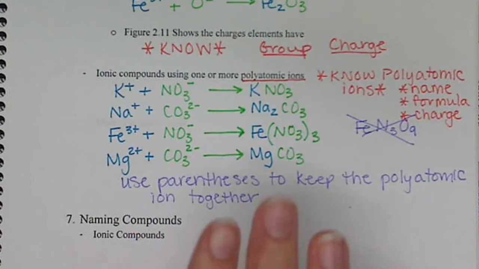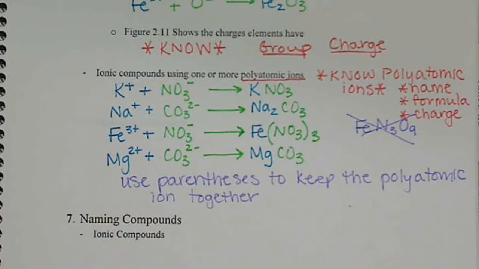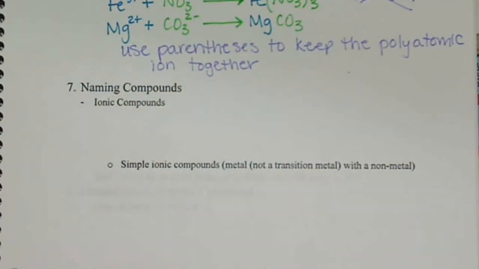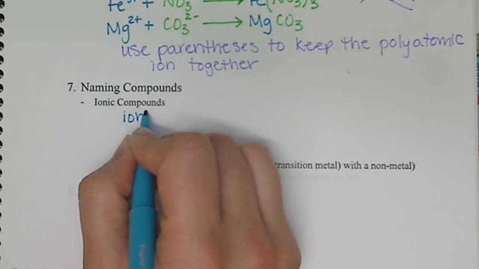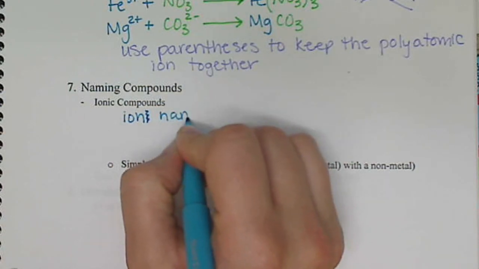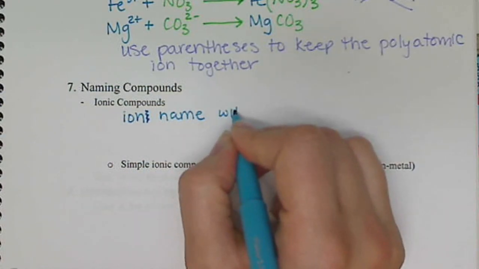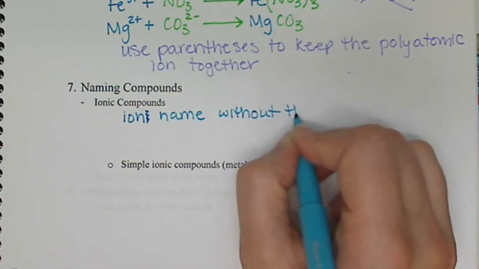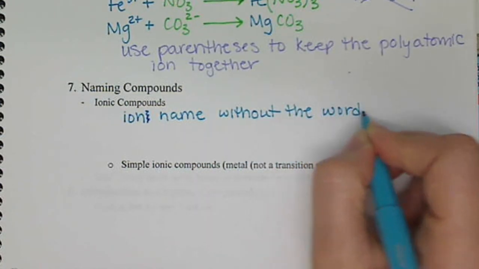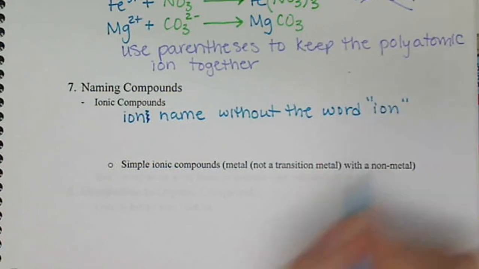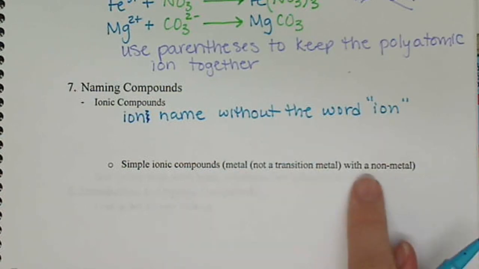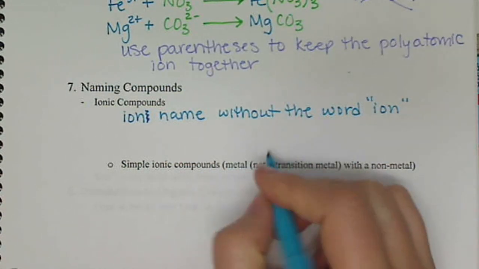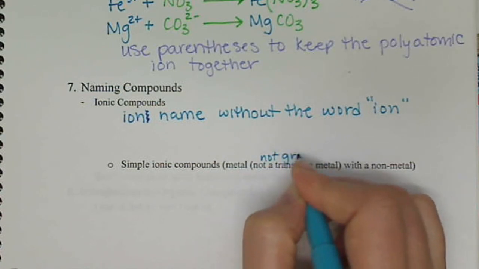In the previous video, we talked about writing formulas for our ionic compounds. Now we want to talk about naming them. Our rule for naming ionic compounds is you want to write the ion name without the word ion. So for simple ionic compounds, metal with a nonmetal, not a transition metal, so not from group B.